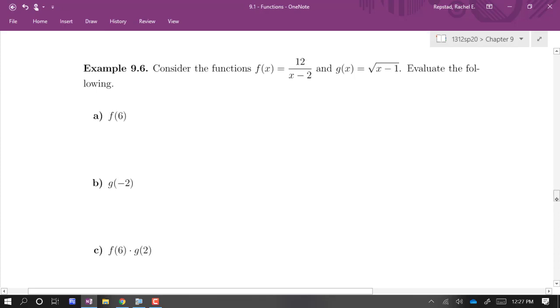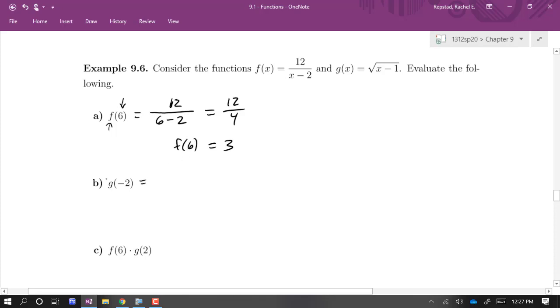All right, so some more examples. Here I've got the function f and this other function g. When in each of these examples they're asking me to evaluate a function, they're telling me which function to use and what value to plug in. So here I'm going to use the f function and I'm going to plug in 6. So 12 divided by 6 minus 2, 12 over 4, that gives us 3.